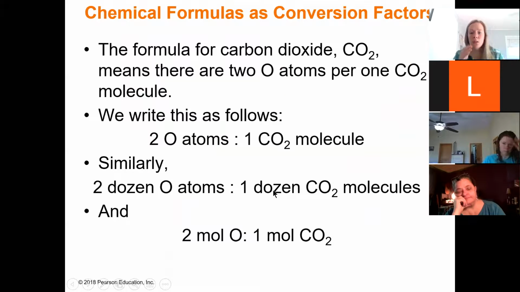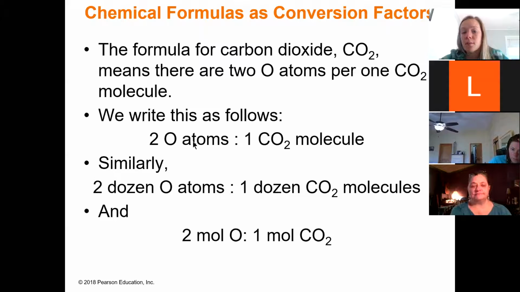When looking at a formula unit, like CO2, for instance, okay? For every 1 molecule of CO2, how many atoms of oxygen do we get? We get 2 oxygen atoms, right? It's really easy to read right off the bat. So 1 molecule of CO2 will yield 2 oxygen atoms. Another thing, 1 molecule of CO2 will yield 1 carbon atom.